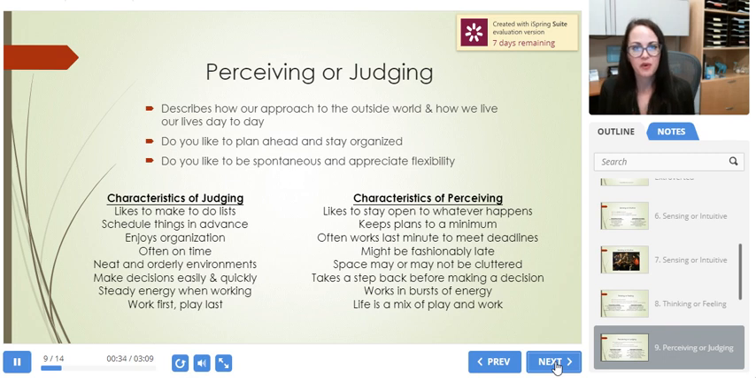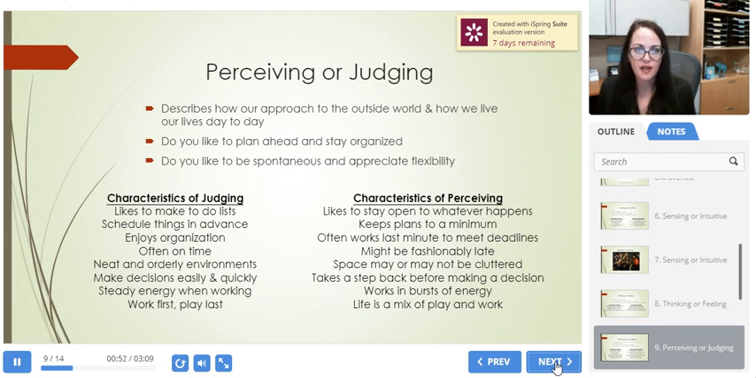Think about if you were to go on vacation. Do you have your entire itinerary planned ahead to where you know exactly what activities you're going to do on the day you're going to do them, on the time you want to do them, to make sure that you're organized and you fit as much as you can within your vacation?